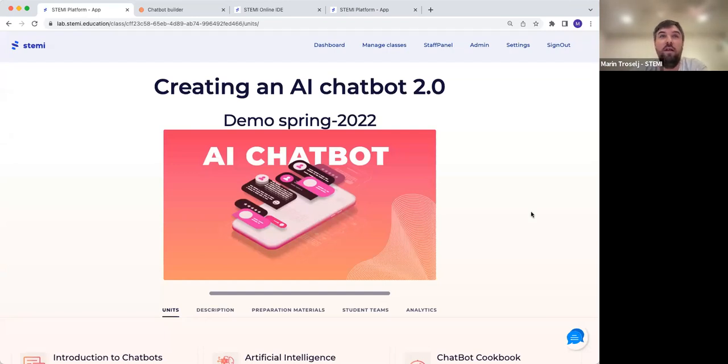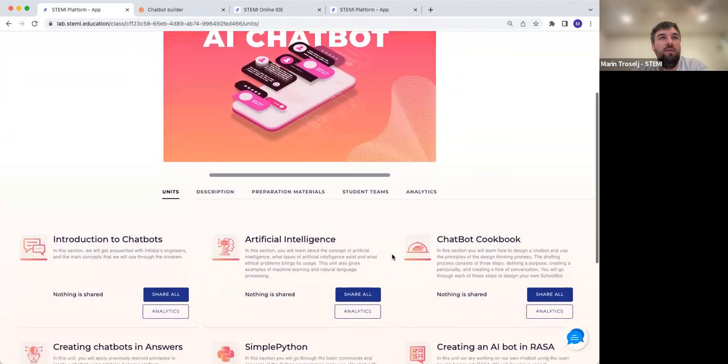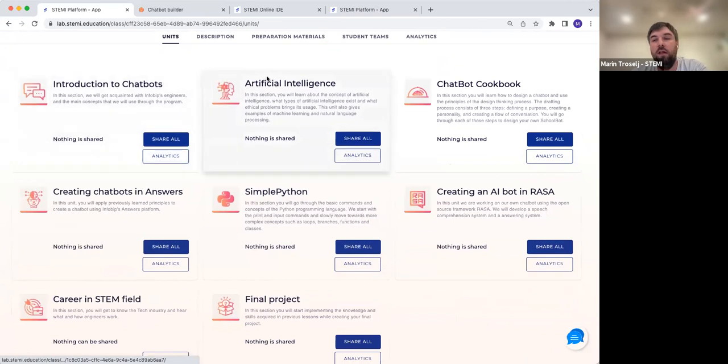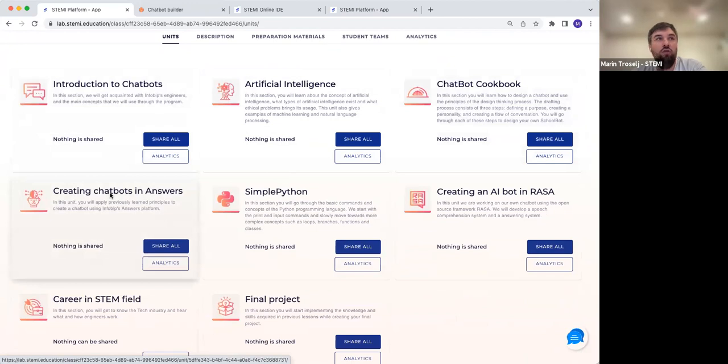Here you can see our education experience platform, what it looks like, one virtual classroom. The whole curriculum is divided into 6 units. Introduction to chatbots, then we talk about what is AI, how to design a conversation for a chatbot. Then you can choose creating a chatbot in Infobip industry solution Answers, which I will show you, or you can create a chatbot using the Rasa framework.